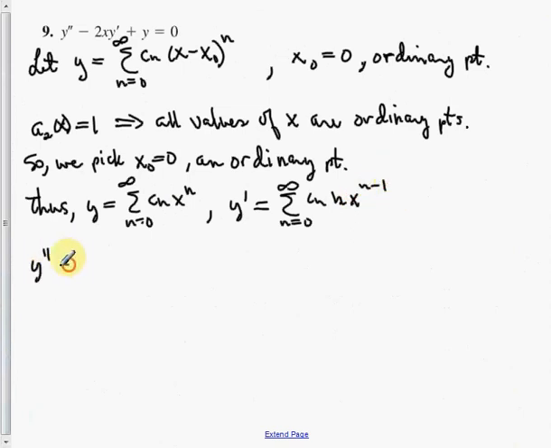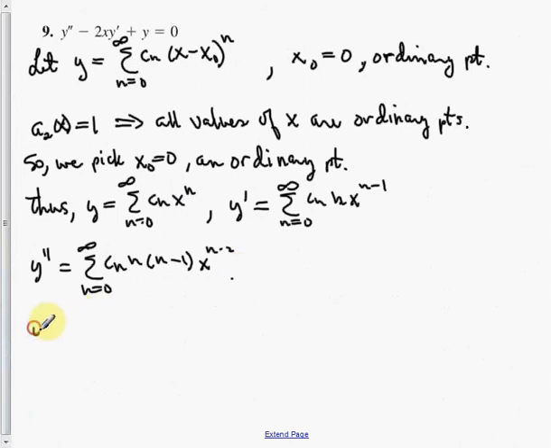Then what about y double prime? The summation as n goes from 0 to infinity of c sub n times n times n minus 1 times x to the n minus 2.